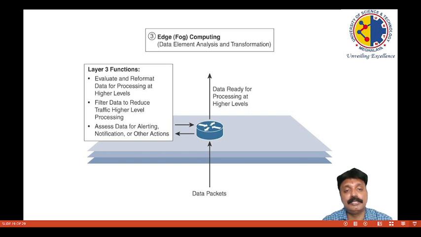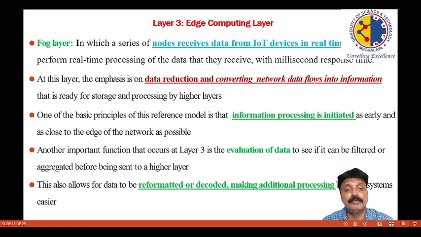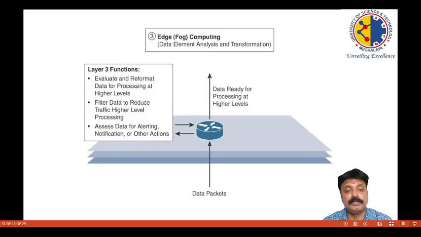Then the third one is edge fog computing, which we have seen in the previous explanation. The data packets will be ready for processing at the higher level. The functions evaluate and reformat data for processing at a higher level. Then they filter the data to reduce traffic for higher-level processing, and assess data for alerting, notification, or other actions.